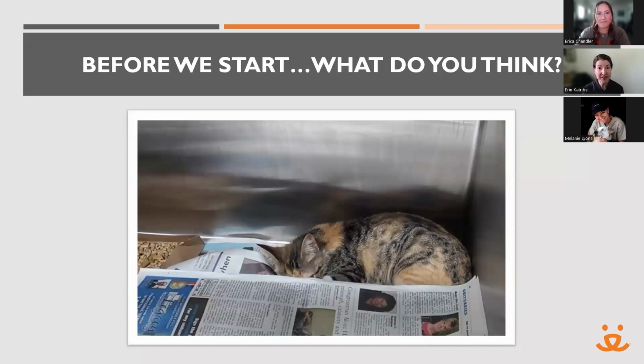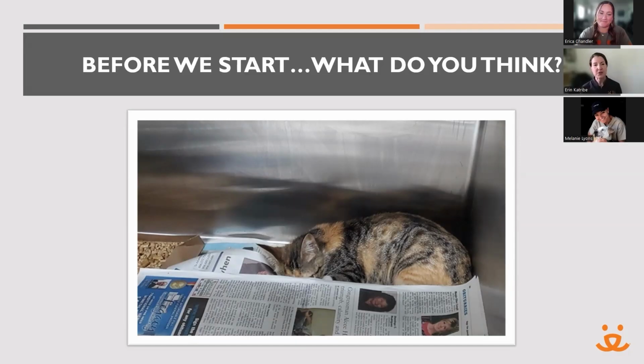All right, so get ready to put in the chat. I'm interested in hearing from you before we start. What do you think about this cat? Imagine you're walking around your shelter, doing a daily walkthrough, potentially daily population rounds, and you see this cat. This is a cat that I encountered in a kennel while I was on daily population rounds in a shelter.